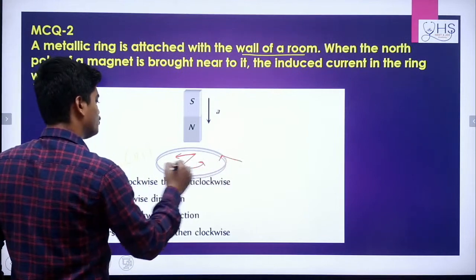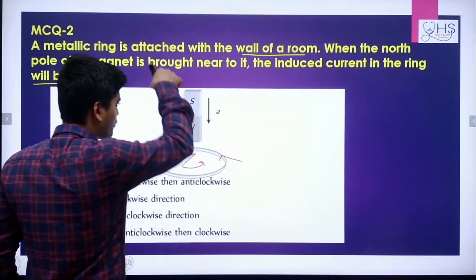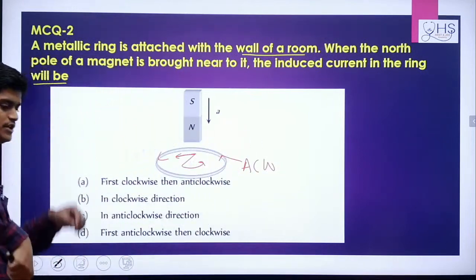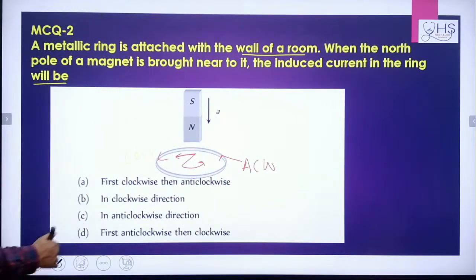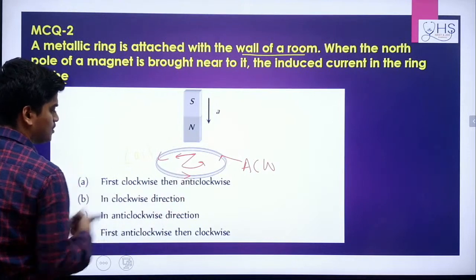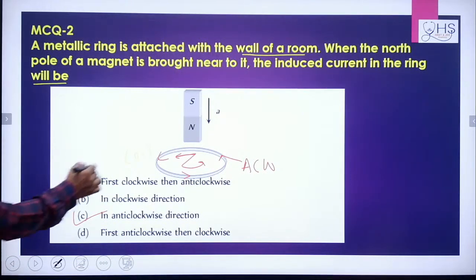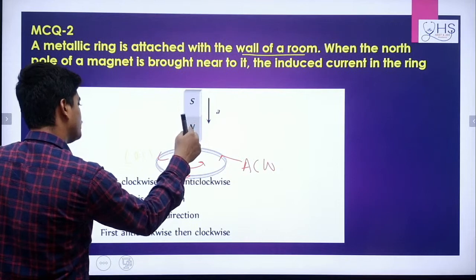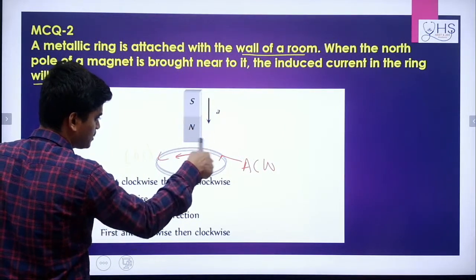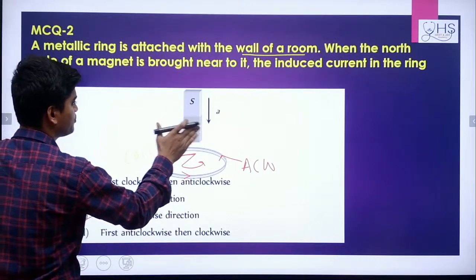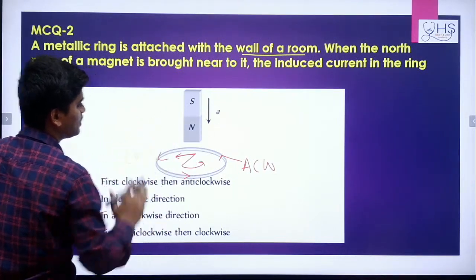Now here current will be produced in this way. So this current, if you see from the top, is in the anti-clockwise direction. So that's why the answer will be the anti-clockwise direction. If a south pole is coming, suppose instead of north here, south is there, then it will behave like south, and from above you will see it look like clockwise direction. But in this question particularly, the north pole is coming.